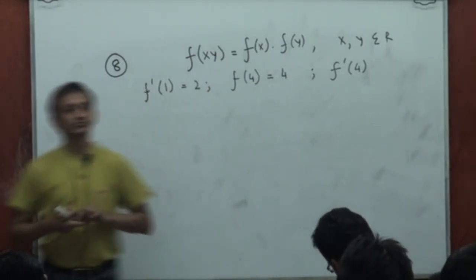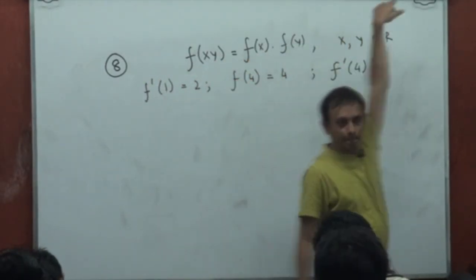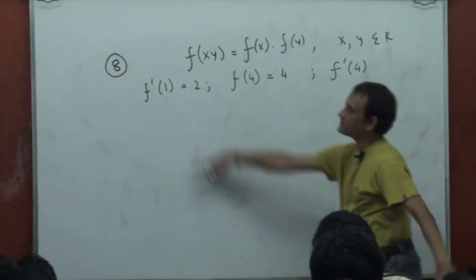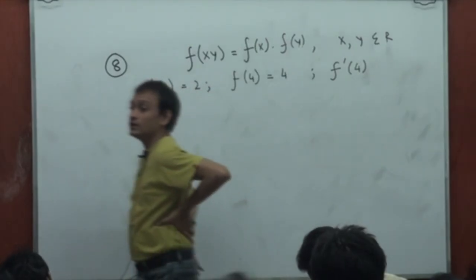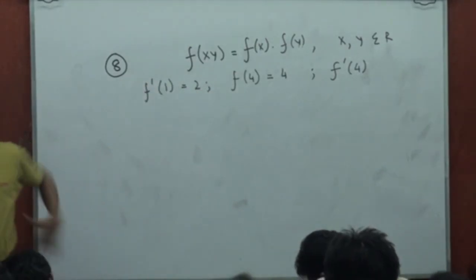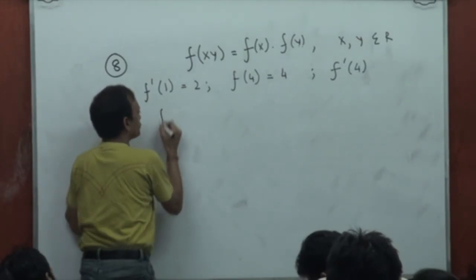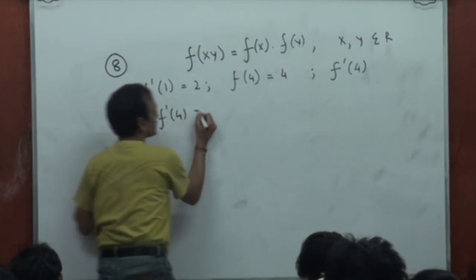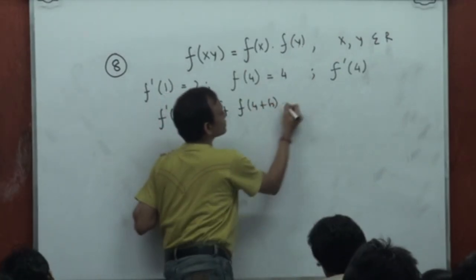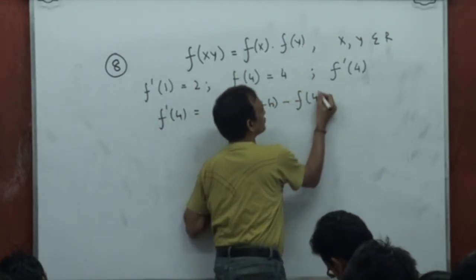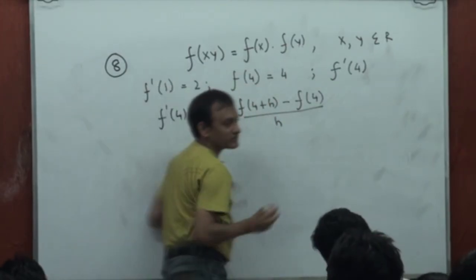We have a function from R to R. F of xy is f of x into f of y, right? And it's given that f dash 1 is 2, f4 is 4, and f dash 4 is what we want to be able to find out, right? Then go from first principles. F dash 4 is limit f of 4 plus h minus f of 4 by h as h tends to 0. That's f dash 4.